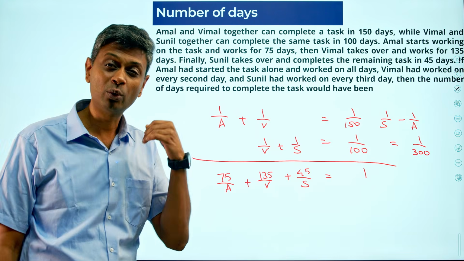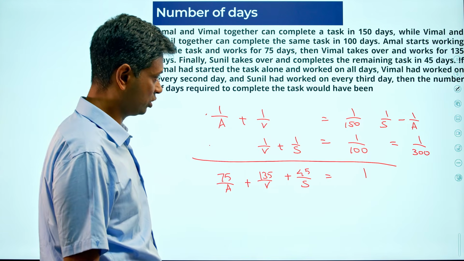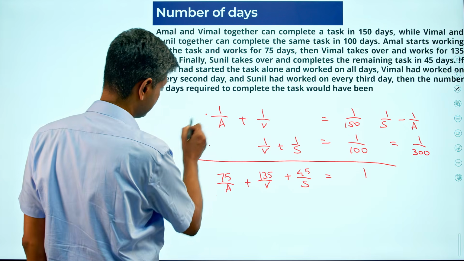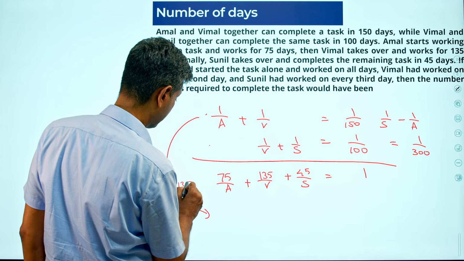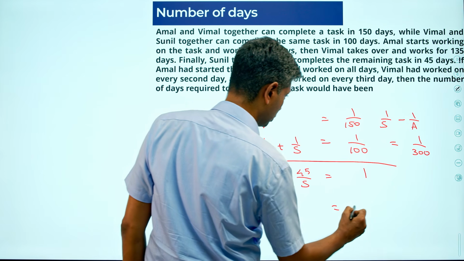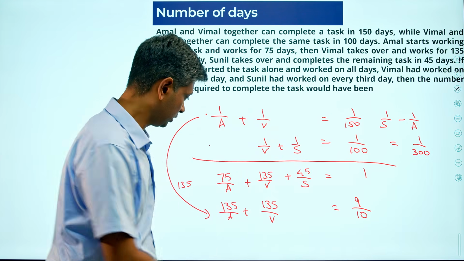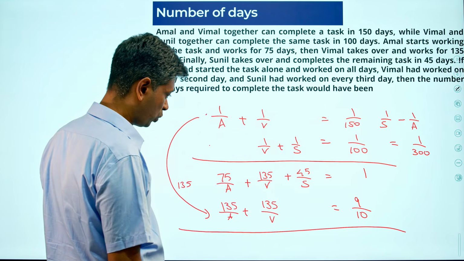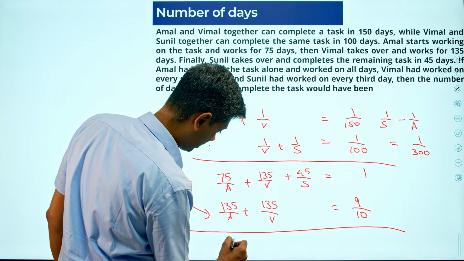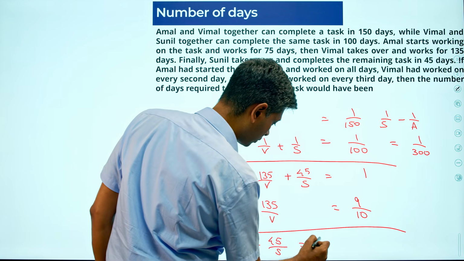From these two equations, we eliminated V. We again eliminate V by multiplying either this equation or this equation. Let's hypothetically take this one. Multiply this by 135. 135 by A plus 135 by V equals 135 by 150, 9 by 10. You have to subtract one from the other. From the first one, I subtract the second one: minus 60 by A plus 45 by S equal to 1 by 10.